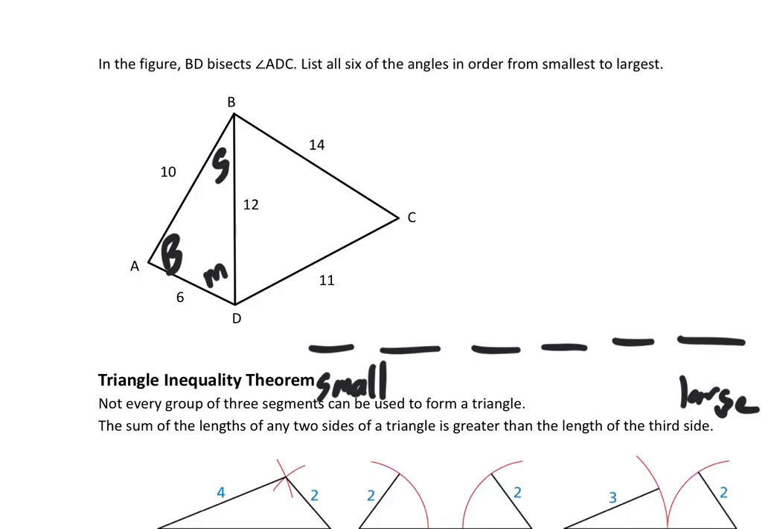Okay, on the right side, the triangle on the right, 14 is the longest side. So this is my biggest angle. And then this would be medium, and this would be small. Okay.